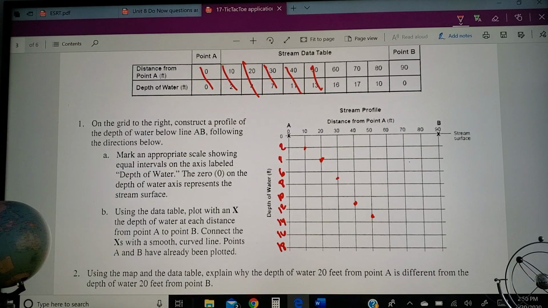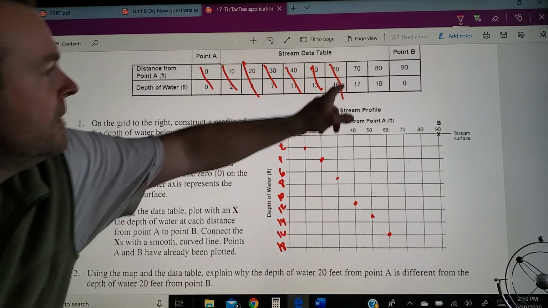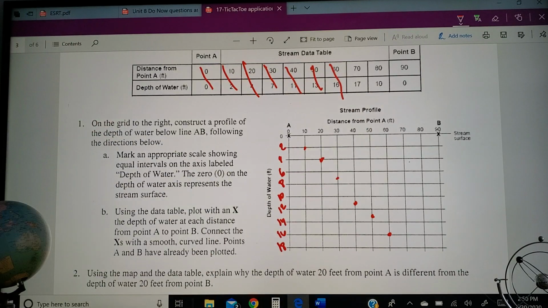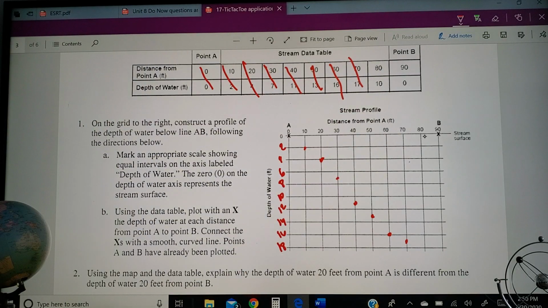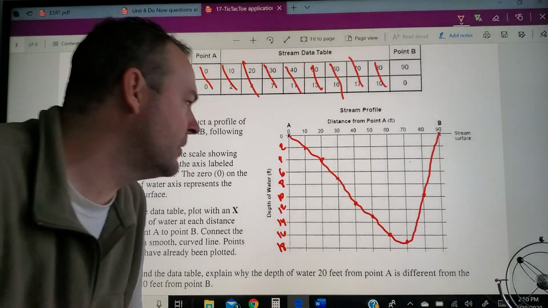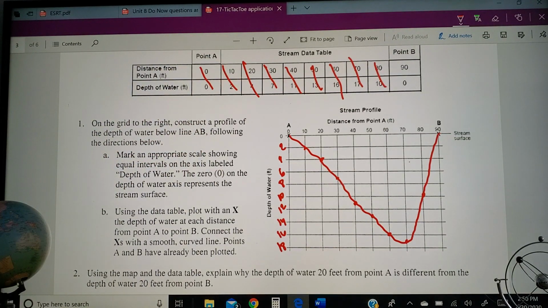60, 16. 70, 17. Everybody noticing a pattern out there? 70, 17. And whoa, we jump back up. 80 is only a 10. And 90 is a 0. And they did that one for you as well. So connect it up nicey nice. And hopefully you have a grid that looks something like that. All right.